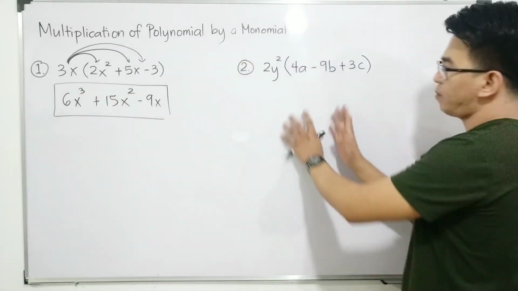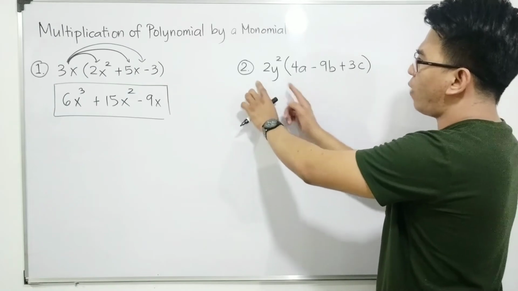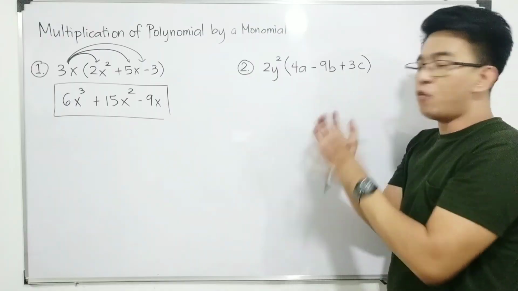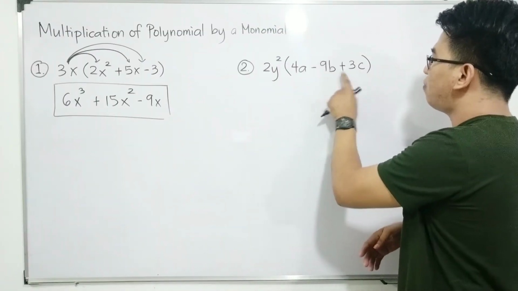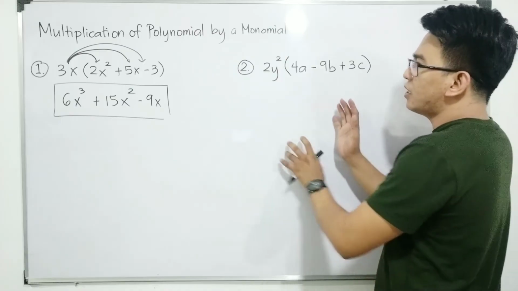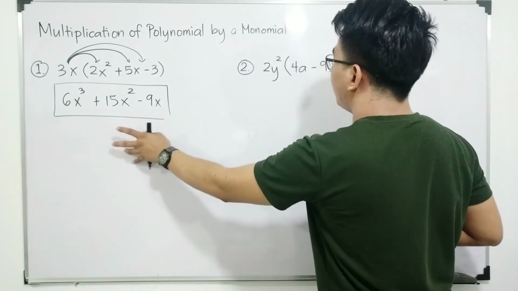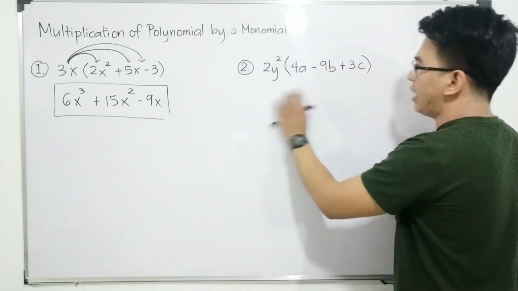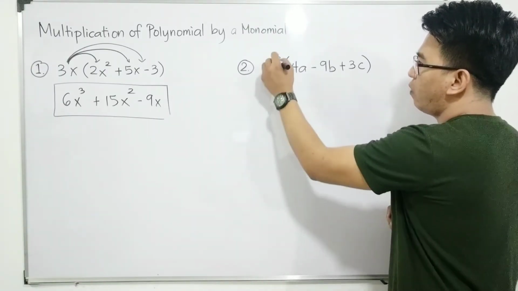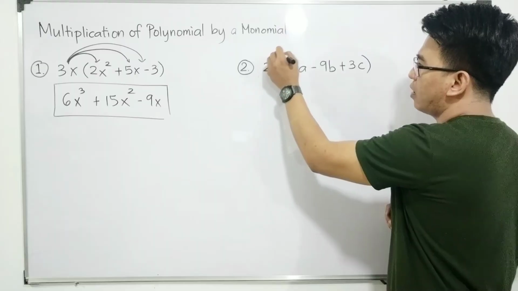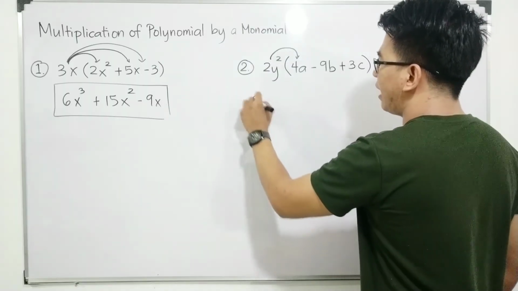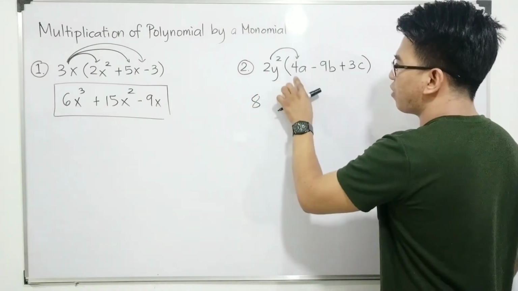For number 2, we have 2y squared, that's your monomial, and yung polynomial natin ay 4a minus 9b plus bc, wherein, huwag kayong makonfuse kasi sinadya ko talaga to. Sa first example natin ay pare-pares yung variables natin. Dito naman ay hindi. So, to multiply this using the distributive property, we will multiply 2y squared to 4a. It will give us 8 because 2 times 4 is 8.